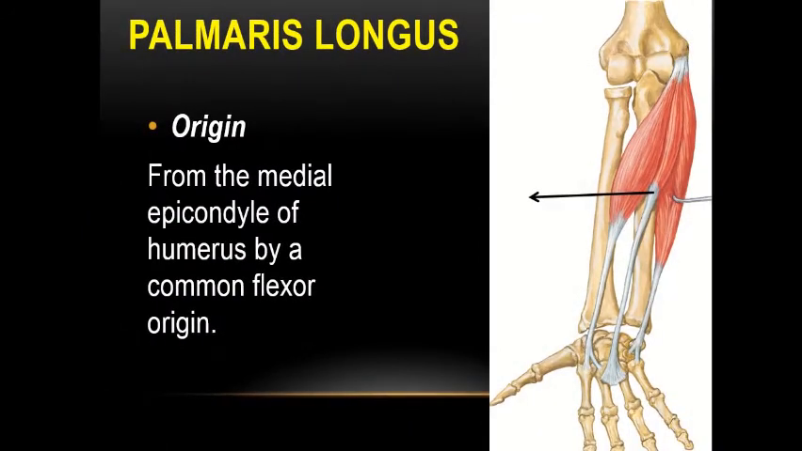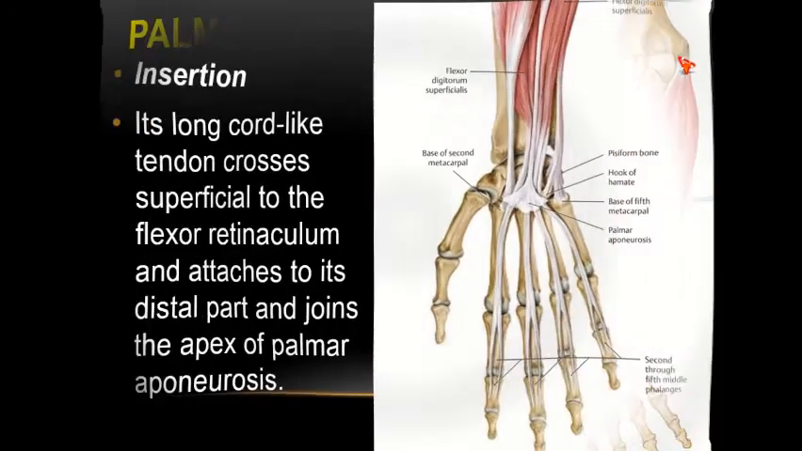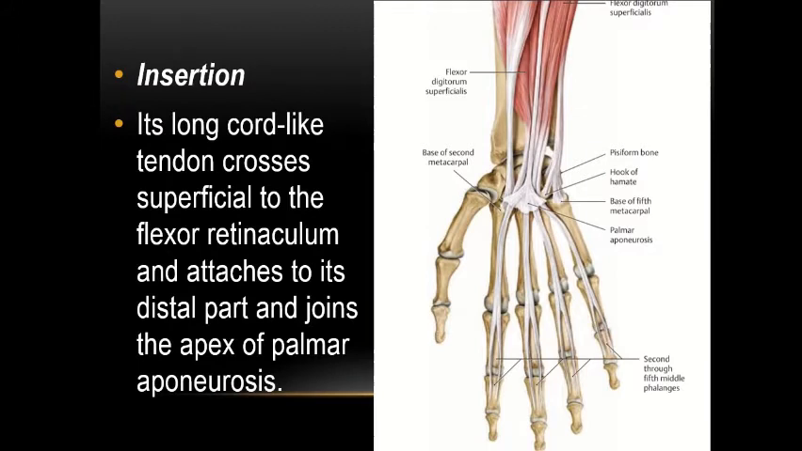The next muscle is the palmaris longus. There is a very small belly on the long tendon. So from the medial epicondyle of the humerus, this palmaris longus is arising, and then the insertion is like a cord-like structure. It is a tendon. It is going to fuse with the apex of the palmar aponeurosis.